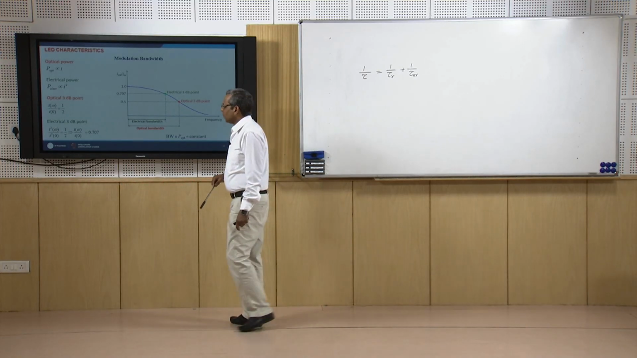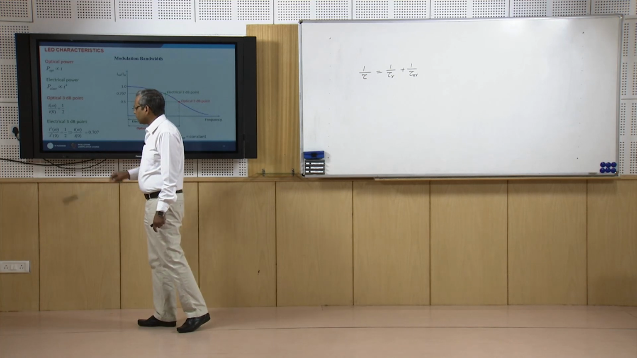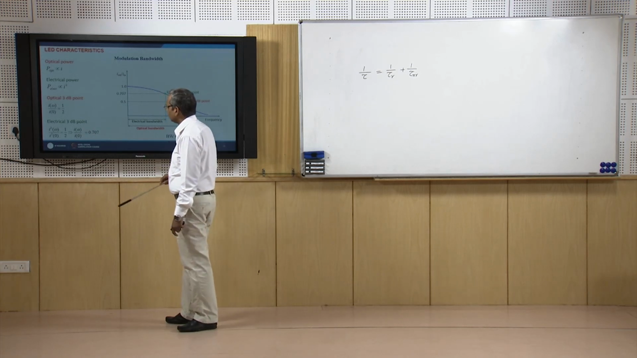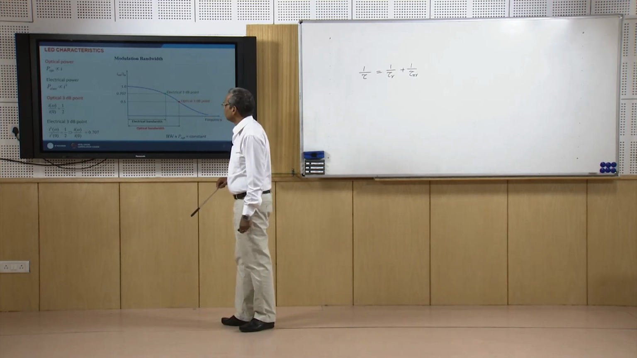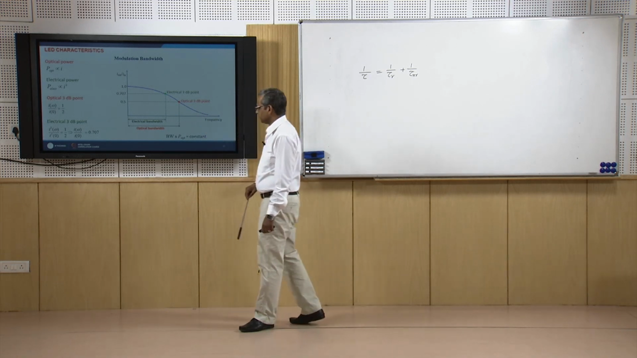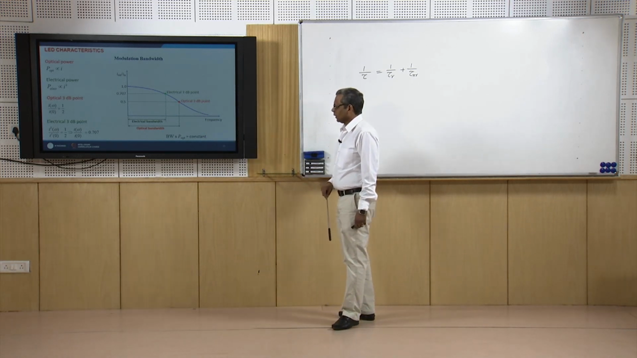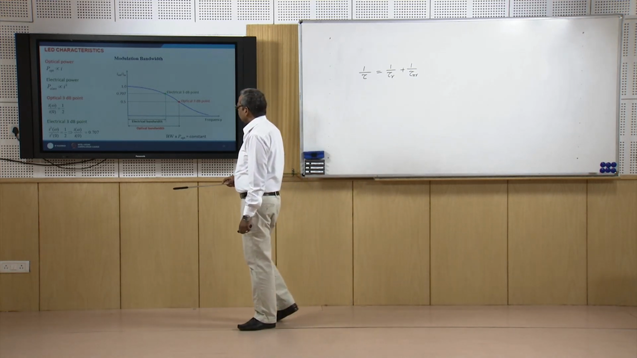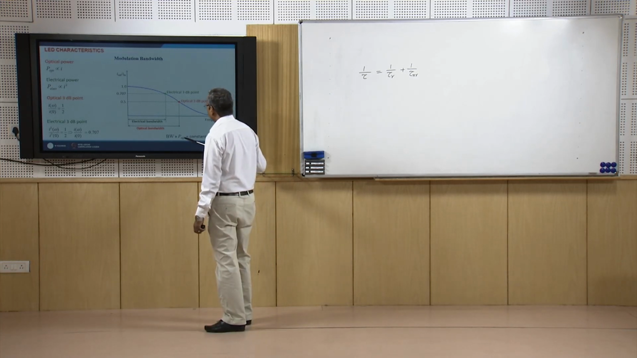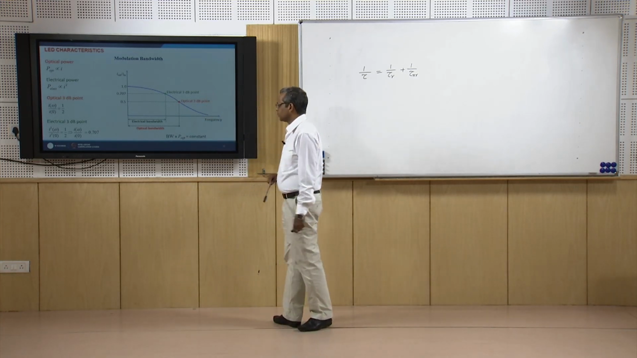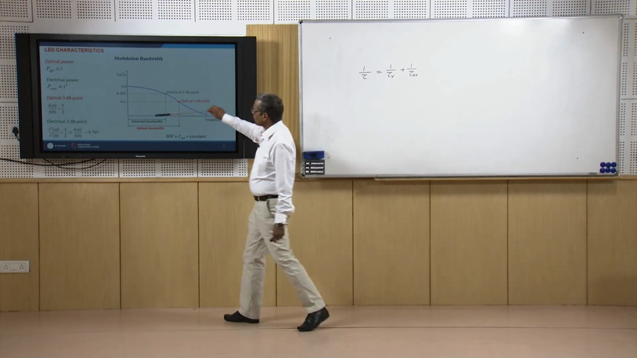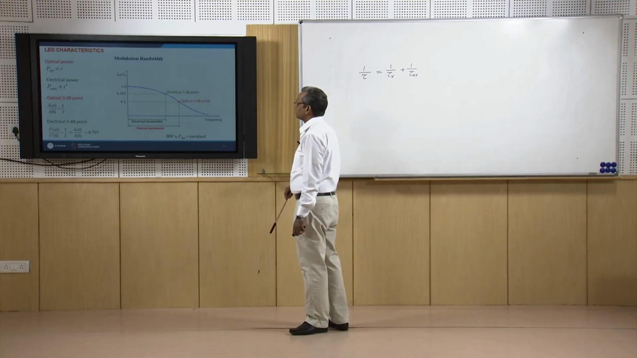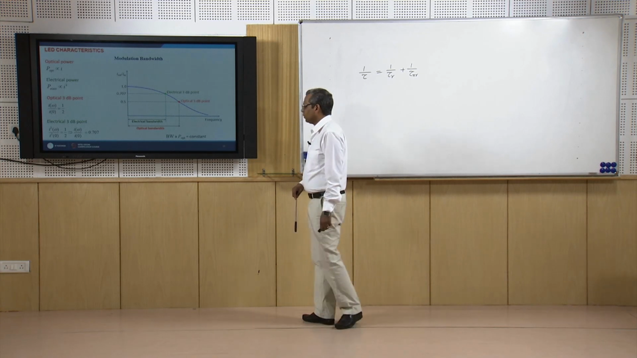The electrical 3 dB point would be defined as I square omega over I square 0 equal to half, which means I omega over I 0 would be 0.707. So, the electrical 3 dB point would be somewhere here. An important point here is that the bandwidth times P optical is always constant. So, if this is the optical bandwidth, then bandwidth times P out would be constant.